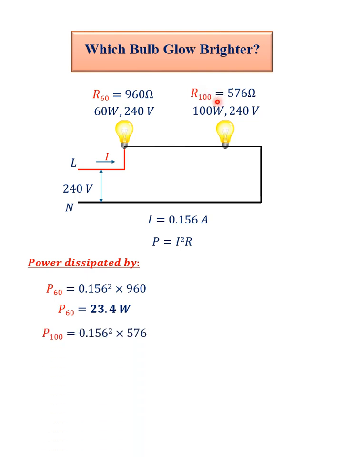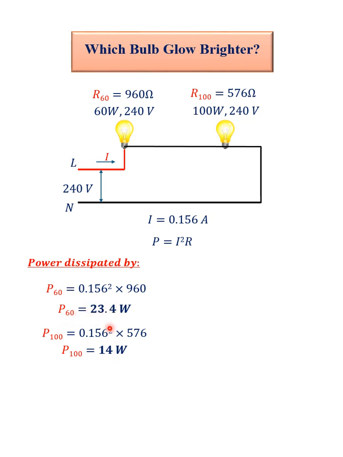Let's look at what a 100 watt bulb will dissipate in this condition. 0.156 squared, remember the current is the same across both bulbs in series, times 576 ohms, the resistance of the 100 watt bulb. That gives us 14 watts. In other words, a 100 watt bulb connected in series with the 60 watt bulb to a 240 volt supply will dissipate 14 watts. Now look at these two. Which one dissipates the higher amount of power? Of course, it's the 60 watt bulb. It therefore means that this bulb will glow brighter.